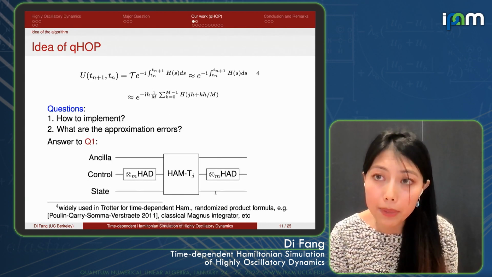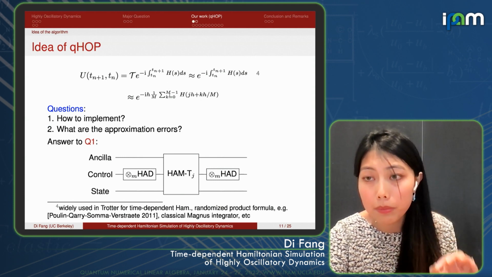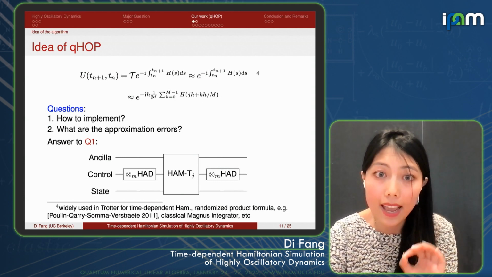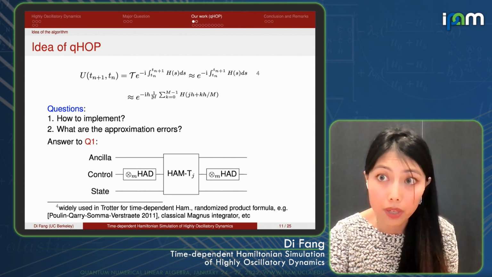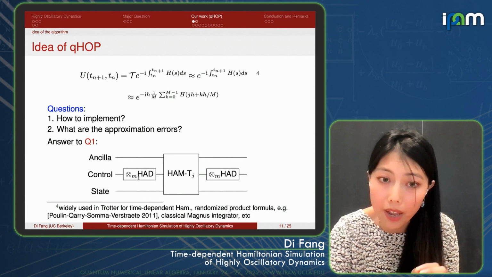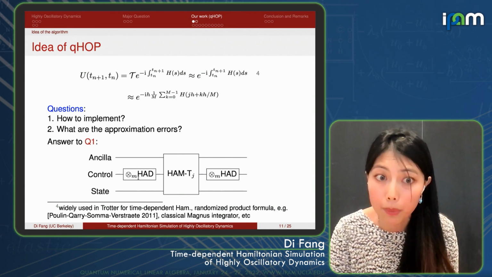First of all, how do you implement? Well, we said that we are going to make use of this LCU lemma, but it's worth pointing out that all of these weights are uniform. So it's not a complicated LCU. It's just a very simple type of LCU. We just need to do Hadamard on both sides.